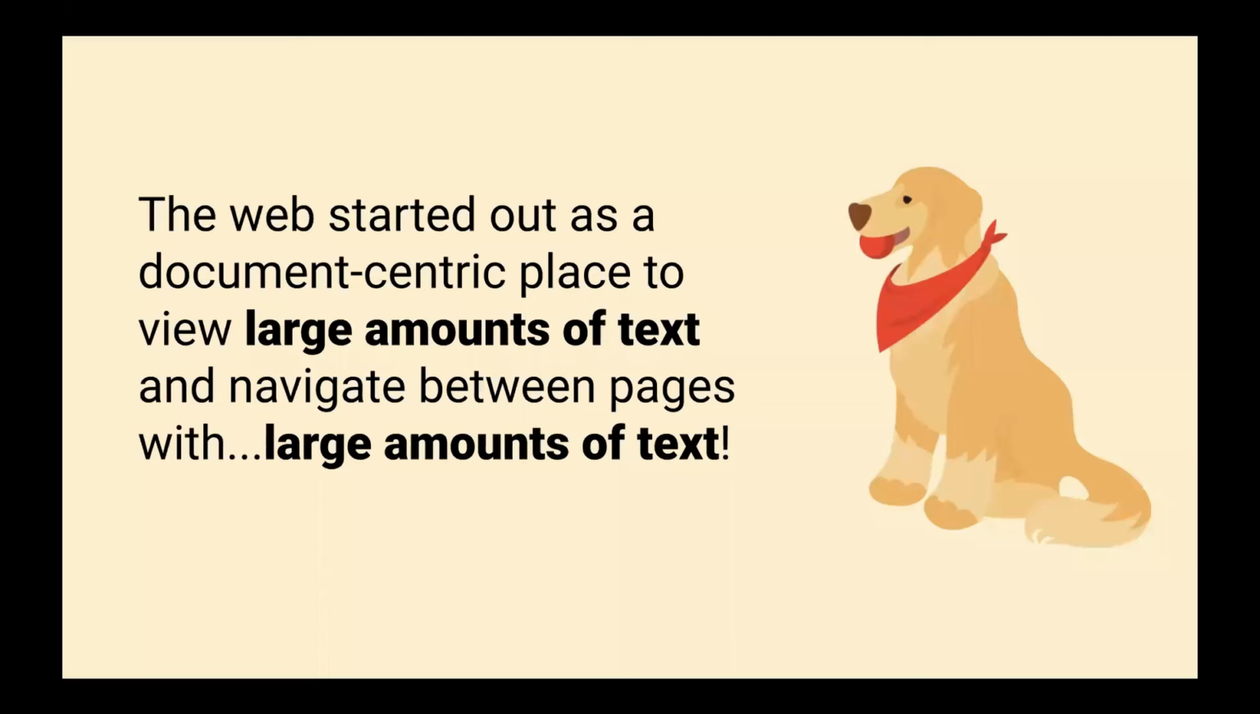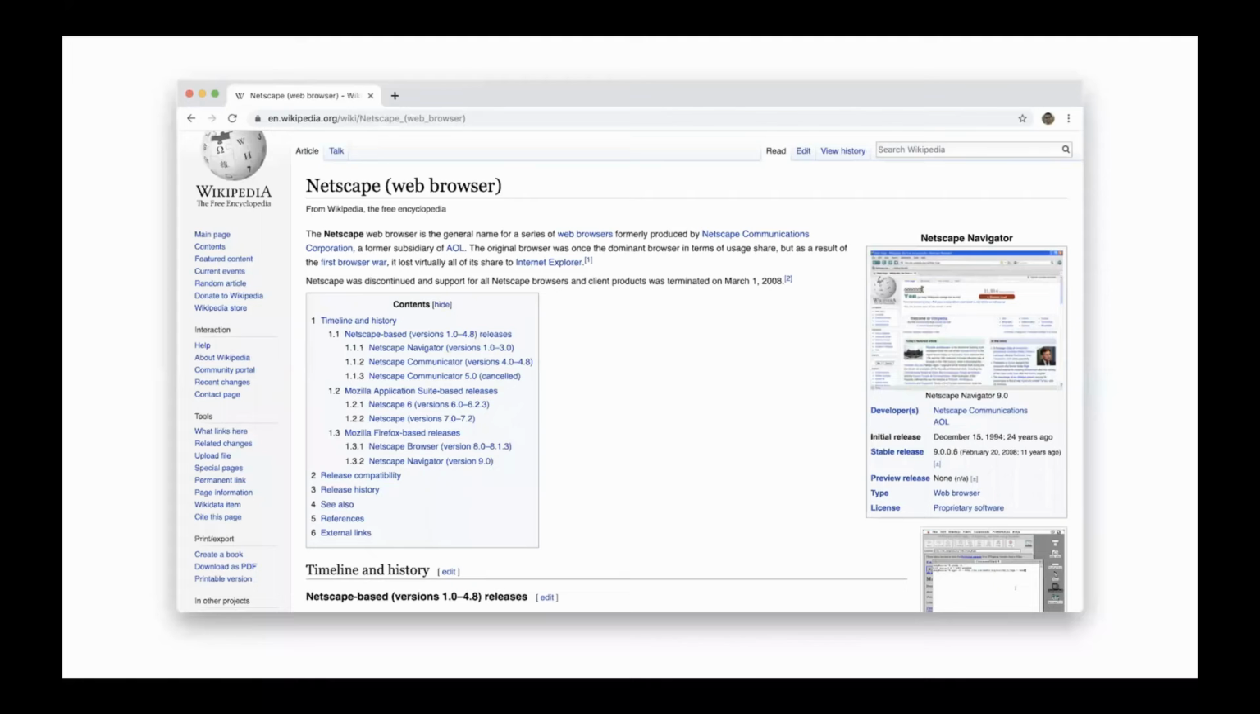And this is an important detail to highlight because the web has existed for a very long time. We've had web pages from almost 30, 35 years ago, where you had document-centric information, where the goal was to view large amounts of text and navigate between pages with large amounts of text. That's really the center of gravity for the web. It wasn't really designed for a lot of the things that we're doing right now.